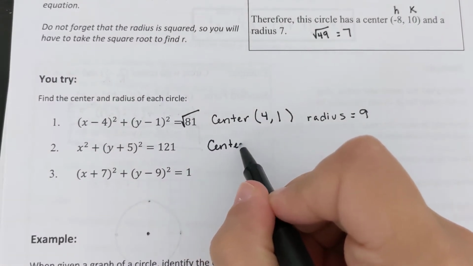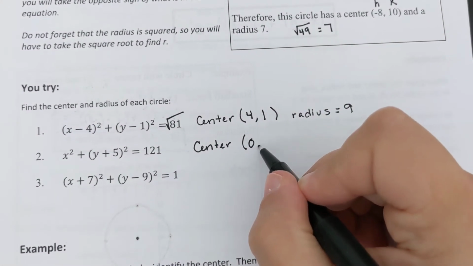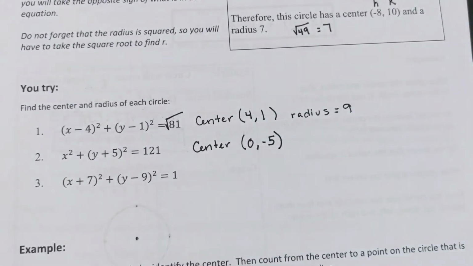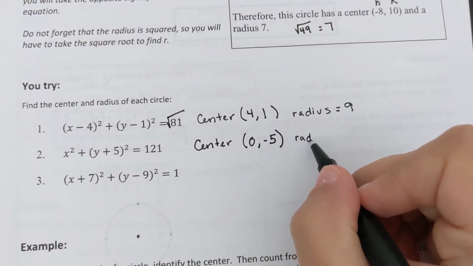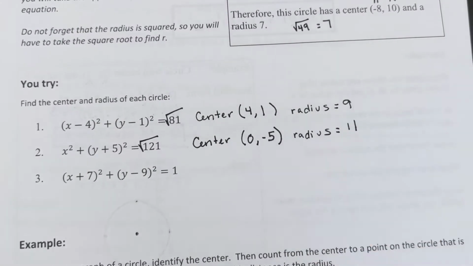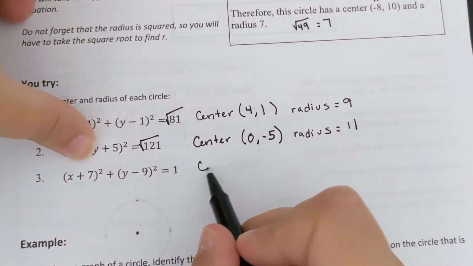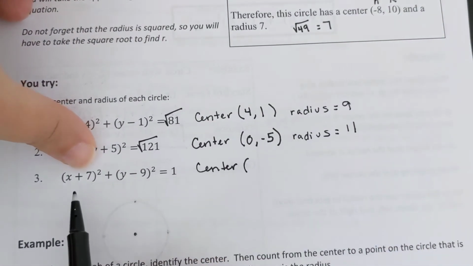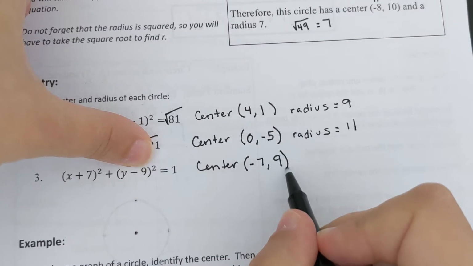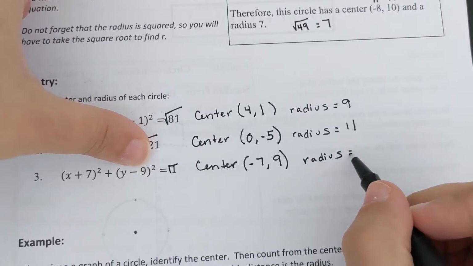For the second example, the center, well, there's nothing with x. Remember, if there's nothing there, that means 0. And the opposite of +5 is -5. To get the radius, remember we square root this number. The square root of 121 is 11. The last one, for the center, opposite of +7 is -7. The opposite of negative 9 is positive 9. And for the radius, if I square root 1, we still have 1.